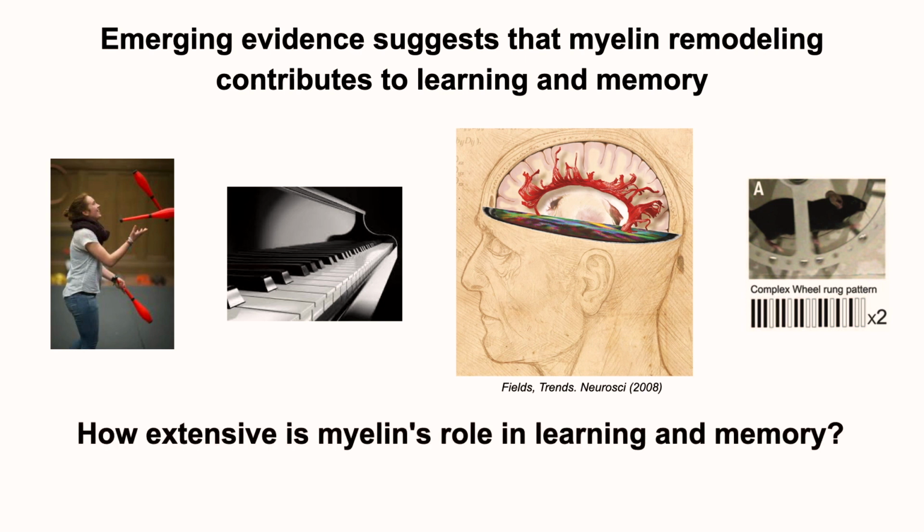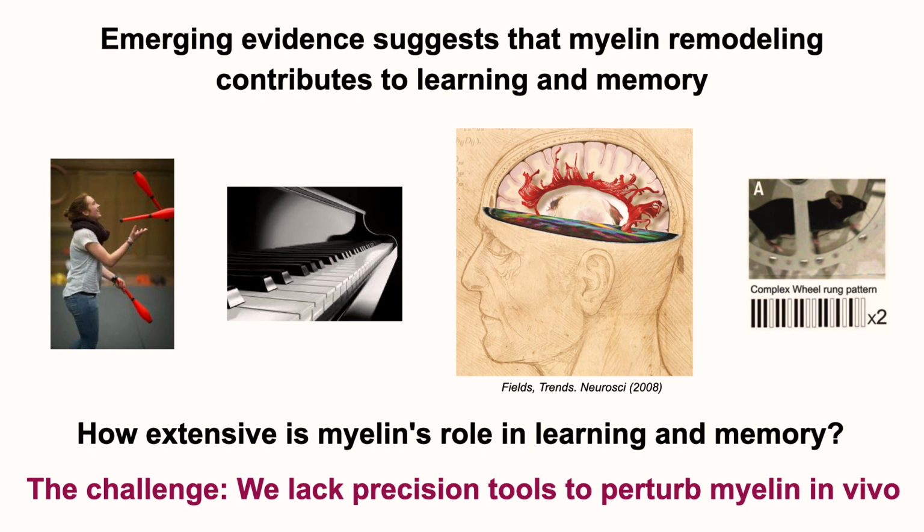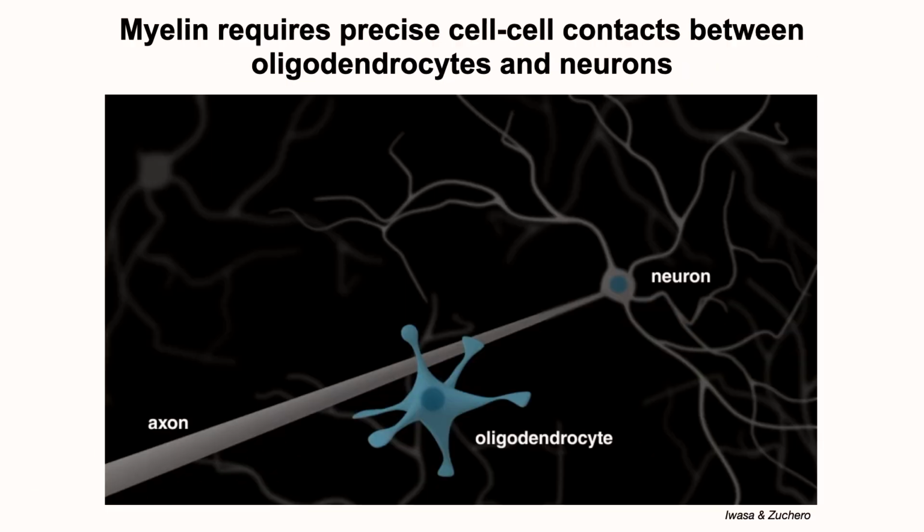A major question for the field is how extensive myelin's role is in learning and memory. However, there's a major barrier that's holding us back. That barrier is that we lack precision tools to perturb myelin in vivo. This is the goal of my Beckman Young Investigator Award. How might we be able to build tools to perturb myelin in vivo in neuron-specific ways?